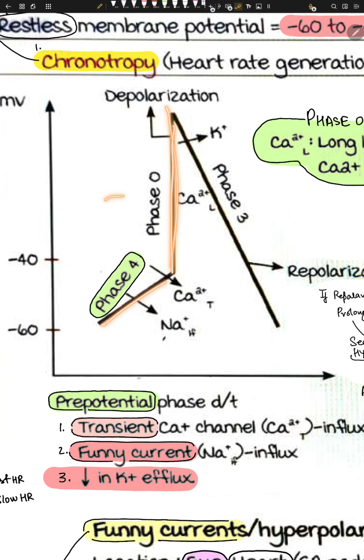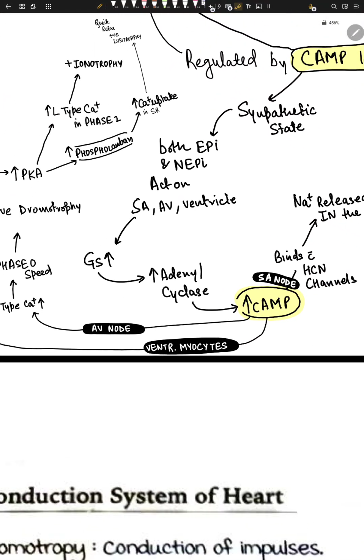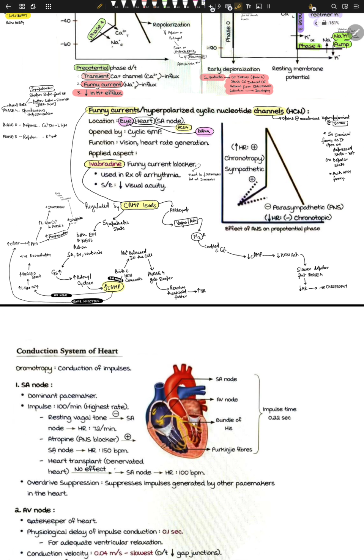In phase 0, we have this calcium rushing in, this L-type, long-type calcium. Once a lot of calcium rushes in, we have this upstroke, right? Right here, the cell jumps from minus 40 to this depolarized state. So imagine if we increase the amount of calcium, the graph will be like that even. So again, in the AV node, the L-type increases, phase 0 speed increases. This we call positive dromotropy, okay?